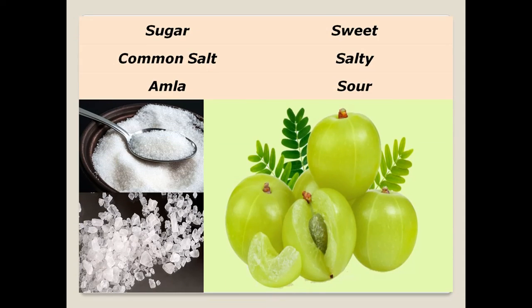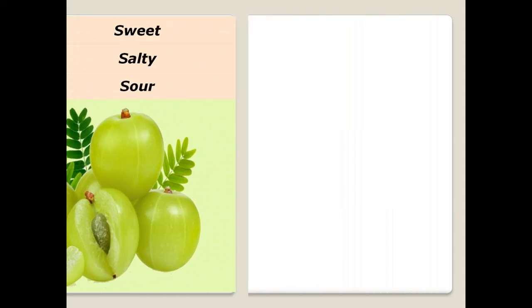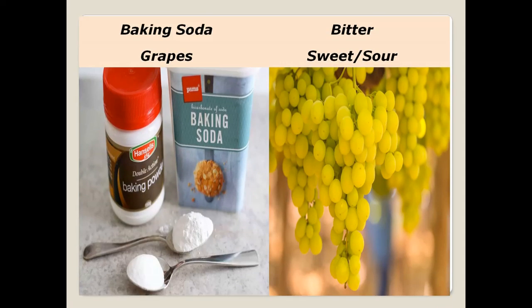Sugar, in this image you can see sugar, common salt and amla. You might have tasted these. Sugar tastes sweet. Common salt is salty. Amla tastes sour. Baking soda tastes bitter. Try to taste a bit of baking soda. It has a bitter taste. Grapes can be sweet or sour.